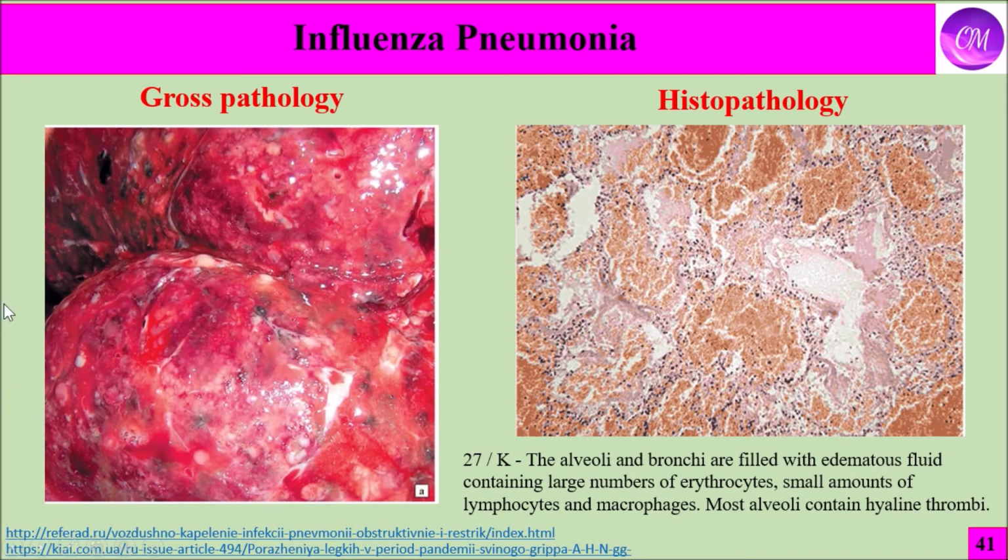This illustration shows the gross pathology of influenza pneumonia. This is the influenza lung, the large motley influenza lung, and the histopathology. And here you see the alveoli and the bronchi filled with edematous fluid, containing large numbers of red blood cells and small amounts of lymphocytes and macrophages.